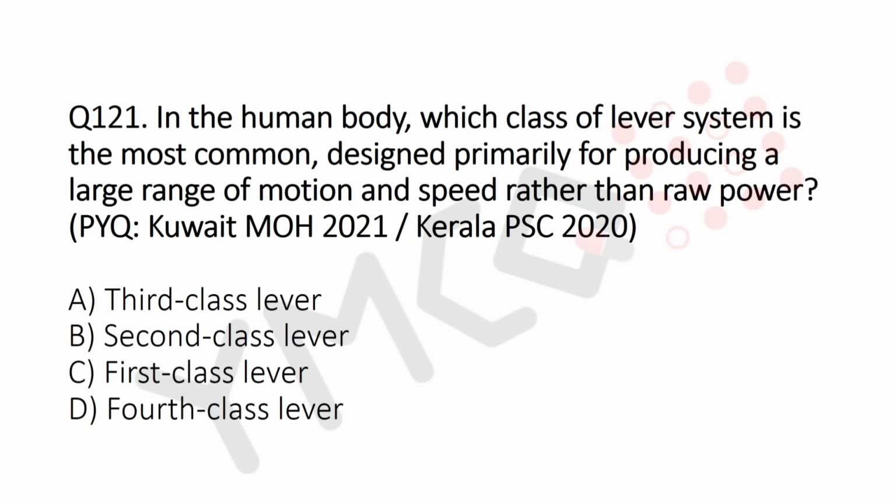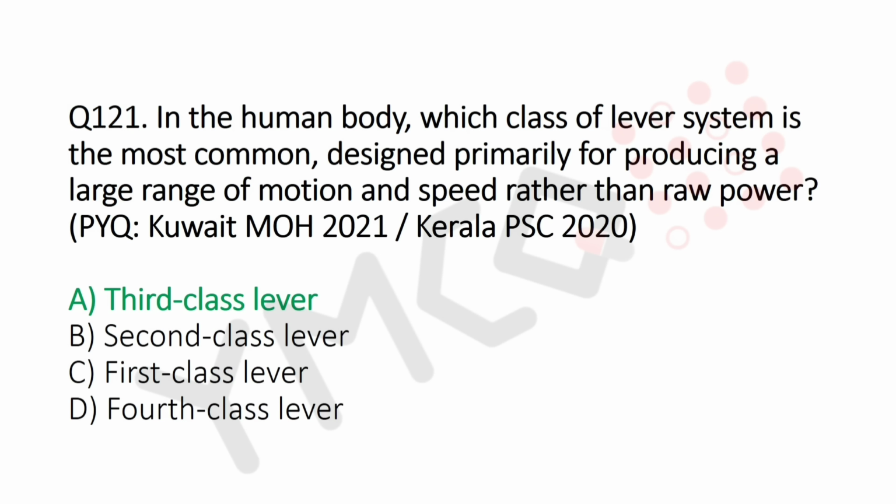Option A, third class lever, option B, second class lever, option C, first class lever, option D, fourth class lever. And the answer is option A, third class lever. Third class levers are everywhere in the body, like your biceps doing a curl. The effort, the muscle, is between the fulcrum, the joint, and the load, the weight. They give you bad leverage for heavy lifting, but they allow you to move your limbs incredibly fast through a huge range of motion.